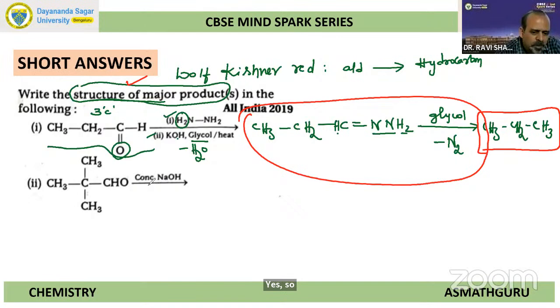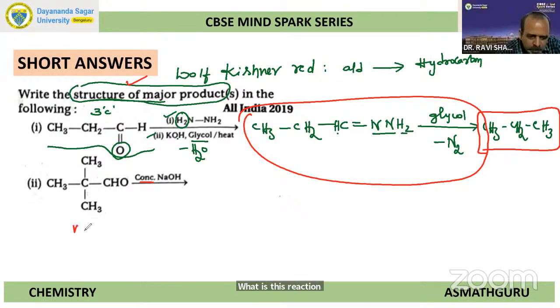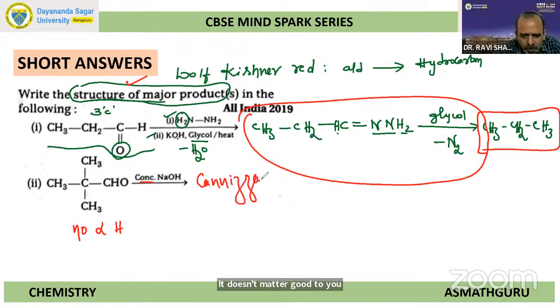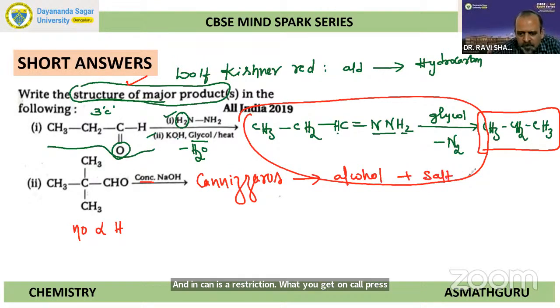And this one. Look at this molecule. What is this reaction? Anybody? Cannizzaro. Very good, very good. Because it is not having alpha hydrogen atom, no alpha hydrogen, so it gives you Cannizzaro reaction. And in Cannizzaro reaction, what do you get? Alcohol plus salt of carboxylic acid. Very good.